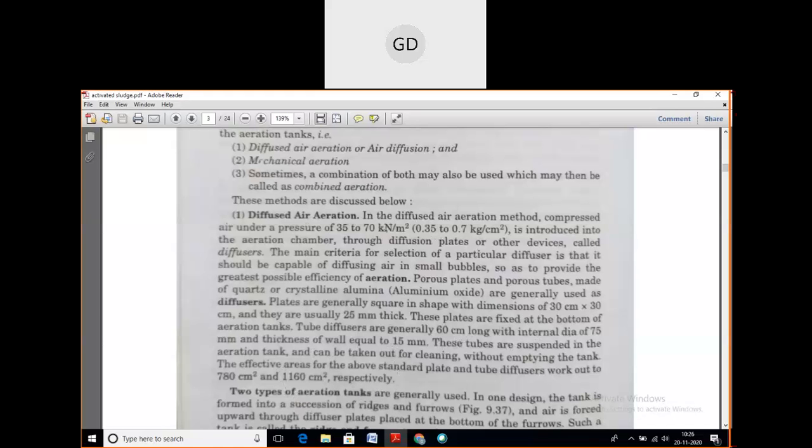So the main thing is that in diffused air aeration, compressed air is introduced into the aeration chamber, and the pressure is 35 to 70 kilonewton per meter square.